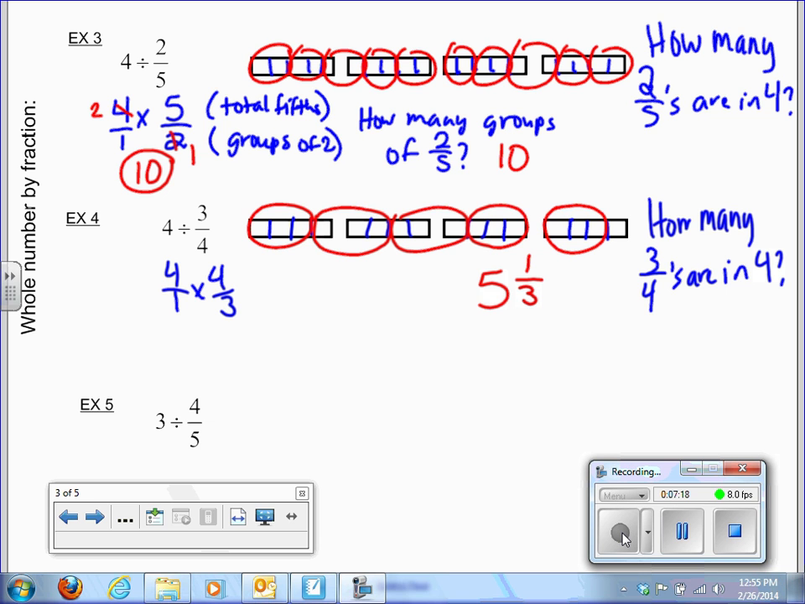Good. Can I simplify? No, I can't. Which would give you the answer 16 over 3, simplified to 5 1/3. There we go. So our algorithm proves our model to be correct. You're not always going to have time to model this out in real life, so that's why we want to know how to do this mathematically.